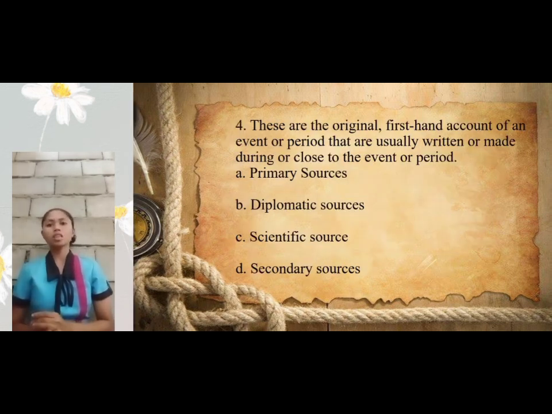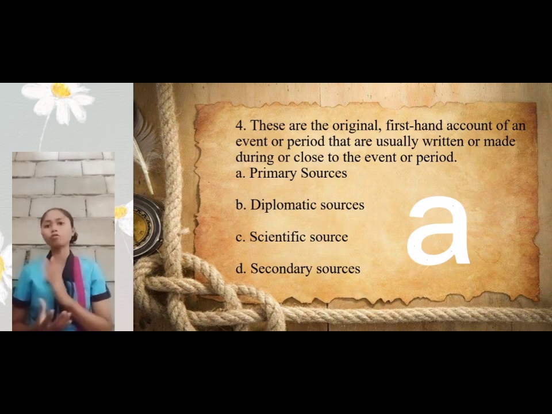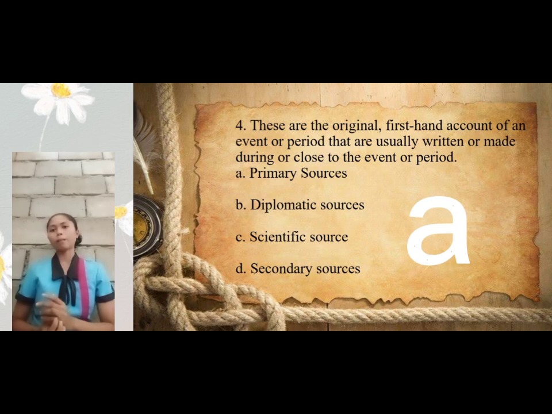Number 4. These are the original first-hand accounts of an event or period that are usually written or made during or close to the event or period. So the answer is letter A, primary sources. A primary source is a first-hand, so from the word first-hand, or contemporary account of an event or topic. They are the most direct evidence of a time or event because they were created by people or things that were there at that time or event. So the answer is letter A, primary sources.